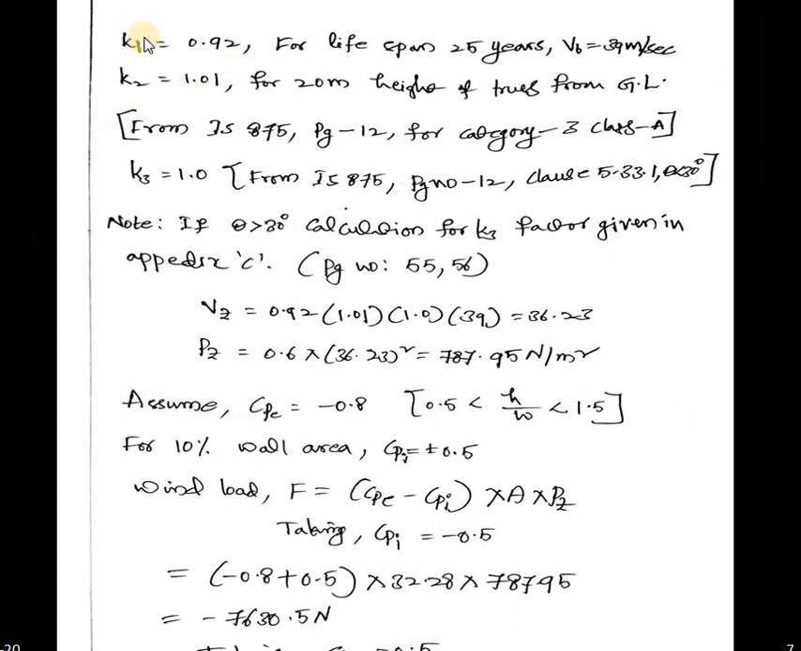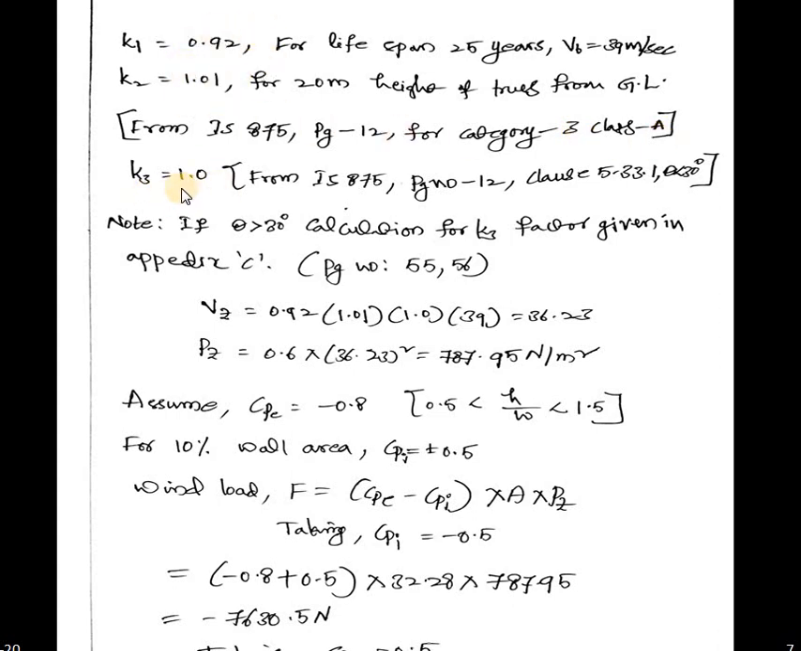Now coming to K1. K1 is equal to 0.92. How? Based on the code book again: for a lifespan of 25 years and basic wind speed of 39 meters per second, K1 will be 0.92. Based on terrain height also, K2 is equal to 1.01. For 20 meters height of truss from ground level, the K2 value is selected like this. If you want to see these values in your code book, they are in IS 875 page number 12, for category 3 class A building.